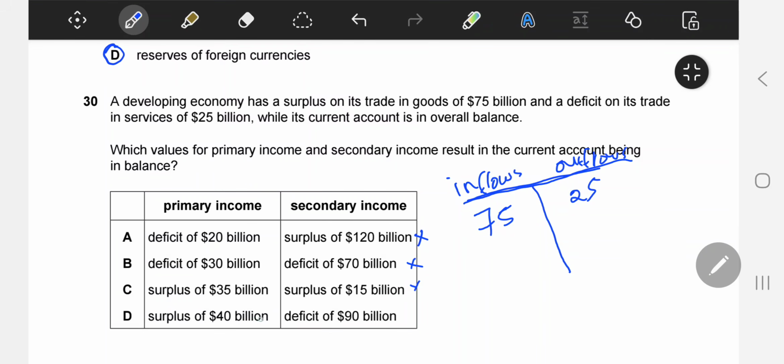Let's try this one. A surplus of 40 billion in primary income, so that's an inflow, so that would be 115, and the deficit of 90. So let's try to put that here. 40, that's 115, and put here 90. Once again 115. So that would be the solution there, which is a D.